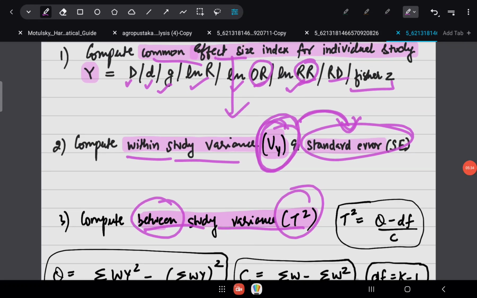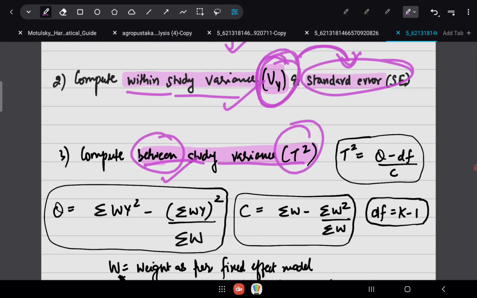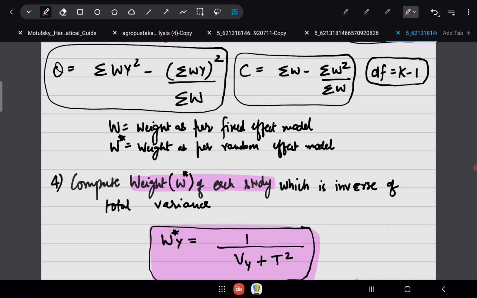So first you compute the common effect size index, you compute the within study variance, then you also compute the between study variance using this method. After that you have to compute the weight of each study as per the random effect modeling. In this discussion, we'll denote the weight of the study as per random effect modeling with W star.